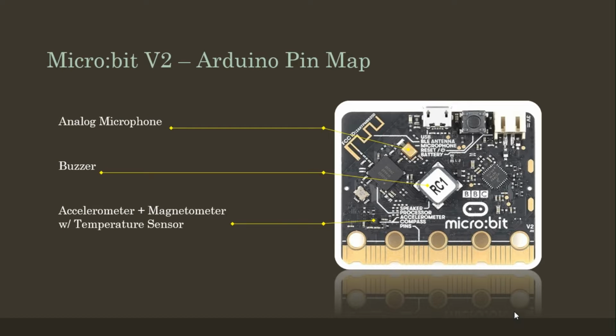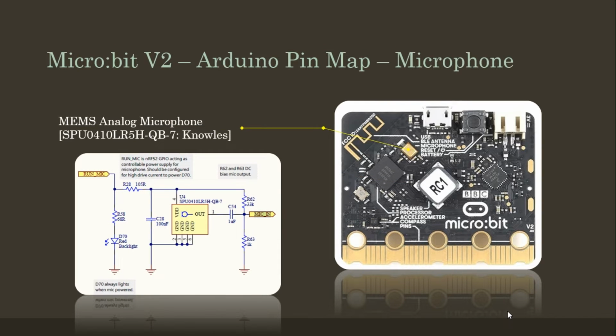Let's start with the microphone on the Microbit V2 board. It is a MEMS analog microphone that can detect sound. The microphone is made by ST Microelectronics, and you can learn more about it by searching for its part number. There are 2 signals connected to the NRF52 microcontroller on the board. To enable power supply to the microphone, set the output signal, run mic, high. The port pin number is 28. The mic in signal is the analog sound signal input, which can be read on the analog input pin A6.